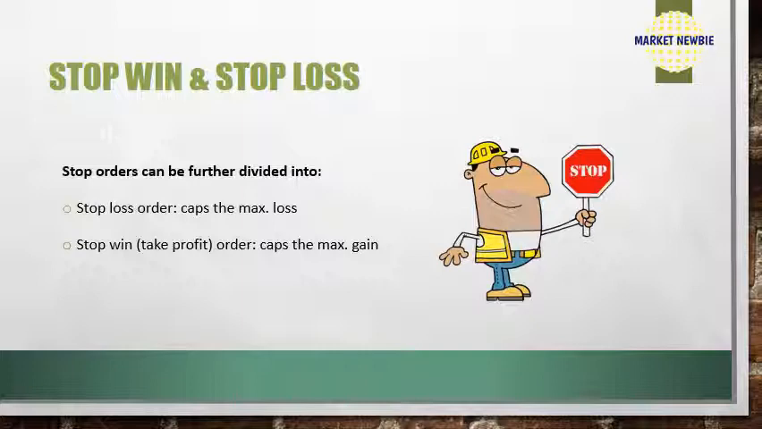A stop win or take profit order is an order to close a position when the market reaches a certain price. When you have a long position, the take profit order is above the market price. When you have a short position, the take profit order is below the market price. In other words, the take profit order caps the maximum gain.